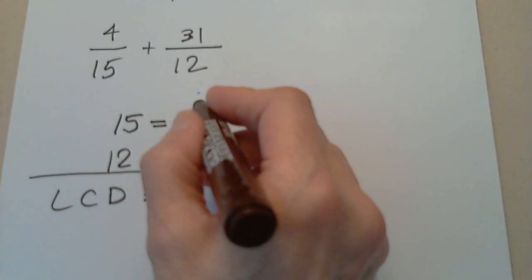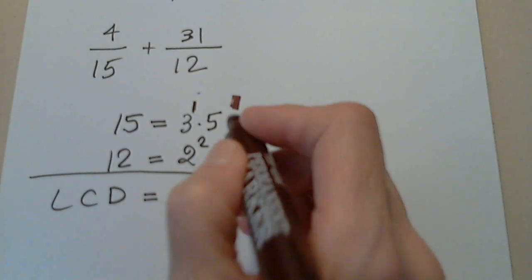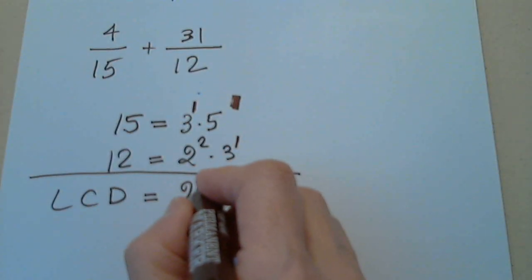Notice that 3 in the first denominator has power 1. In the second denominator it has power 1. No one adds powers. This is it. 3 is good enough. But 2 has power 2, and I have to copy it with that power.